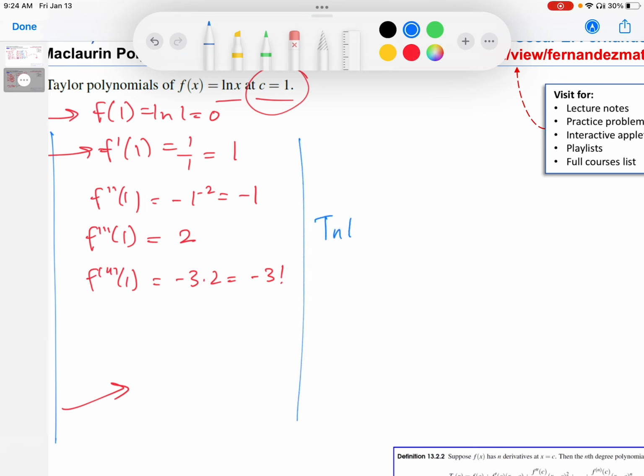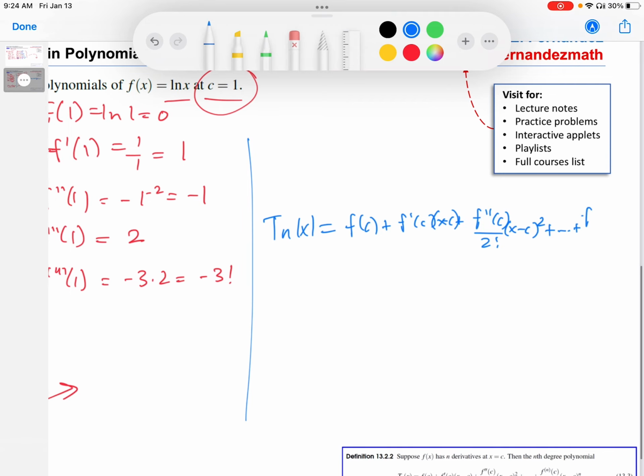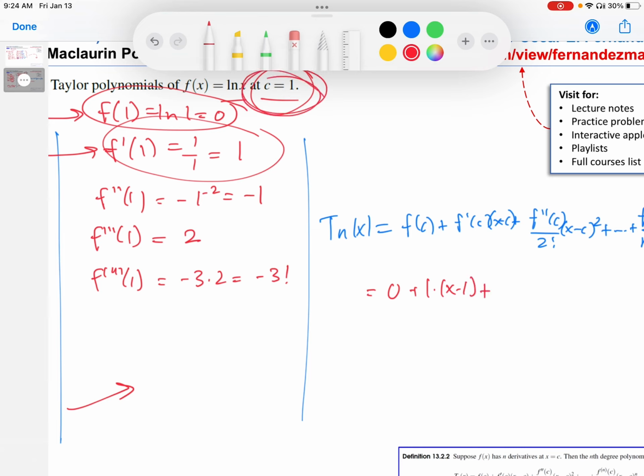So let's do that. So T sub n of x equals, we'll just write out the general form to remind ourselves of what that is. There we go, x minus c squared, plus all the way up to nth derivative evaluated at c over n factorial x minus c to the n. And now we just start putting things in, right? So f of 1 was 0, so that's 0, plus f prime of 1, so that's 1, times x minus the c value. C is 1, so x minus 1. Okay, plus f double prime, that's a -1 over 2 factorial, x minus 1 squared.